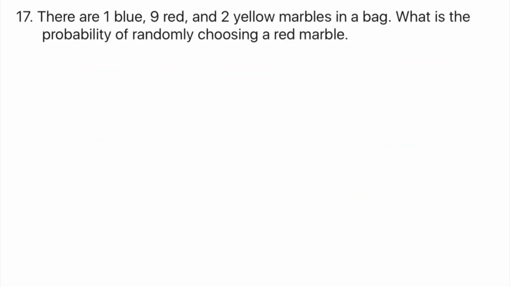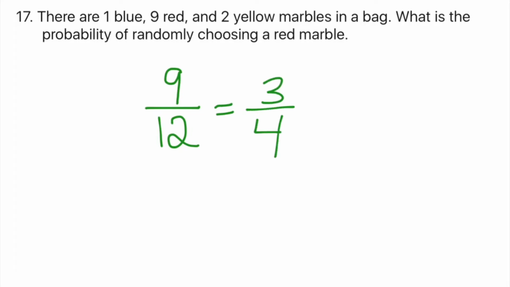Number 17. There are 1 blue, 9 red, and 2 yellow marbles in a bag. What is the probability of randomly choosing a red marble? First we have to figure out how many marbles there are total. So there's 12 marbles total, so that's our denominator. And then the numerator is how many red marbles there are. There are 9. Always make sure you check that your probability can be reduced, which this one can. We can divide both by 3 to get 3/4.